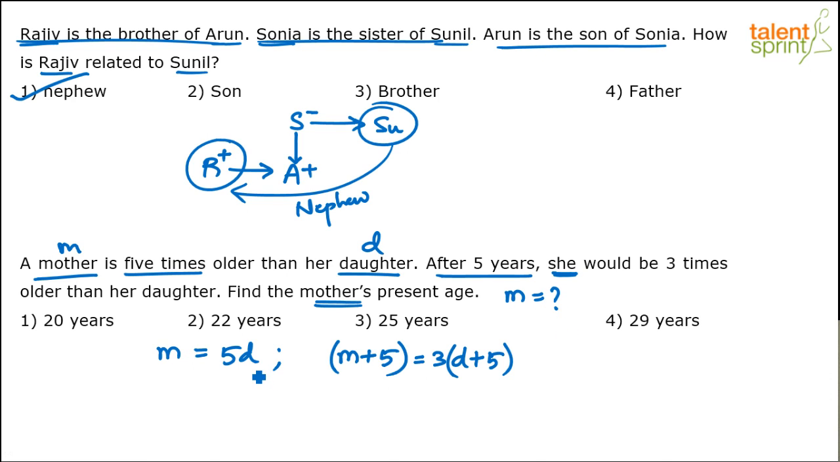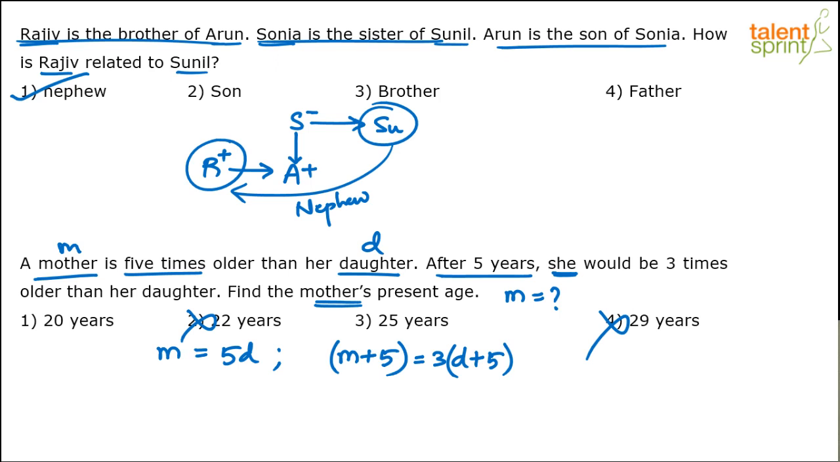So M is equal to 5D is one equation. M plus 5 equals 3 times of D plus 5 is the other equation. Right? Now, two ways to solve this question. You either solve the two equations, find out what is M and what is D, and then mark the answer, or go by answer options. And I would prefer going by answer options. See, the one thing that I'm sure about is that answer cannot be 22 or 29. Without solving any equation, without doing any other paperwork, I can say that option 2 and option 4 are wrong.